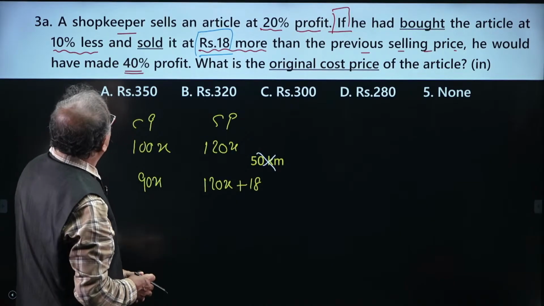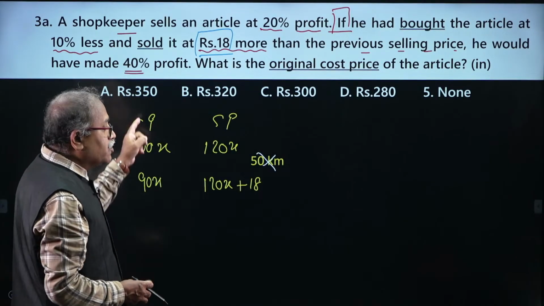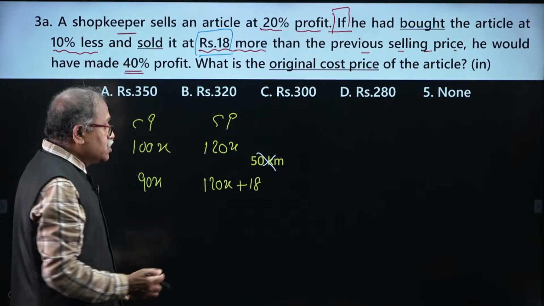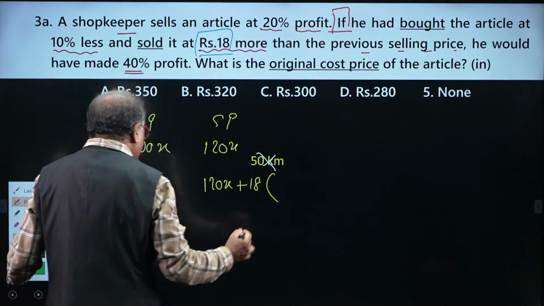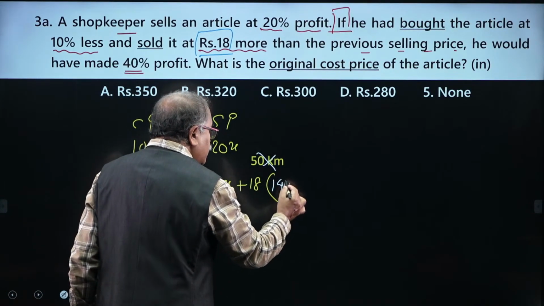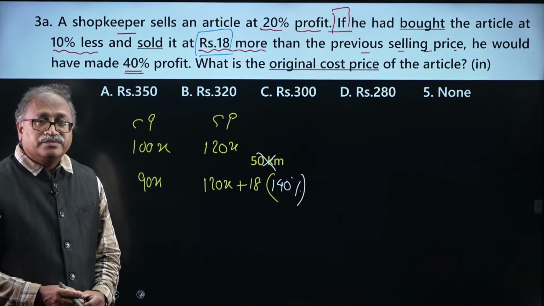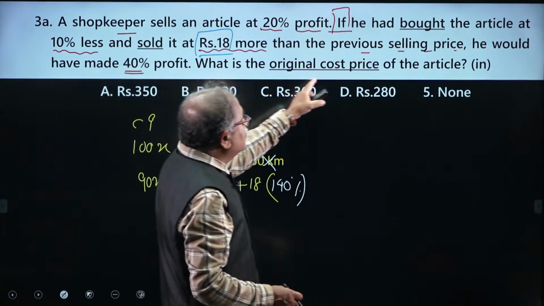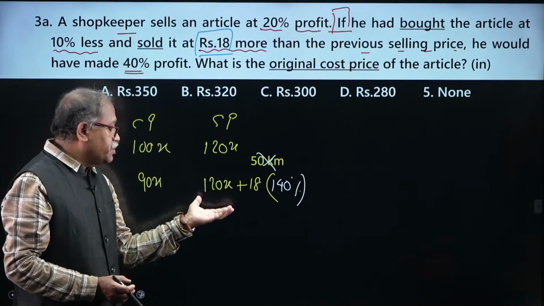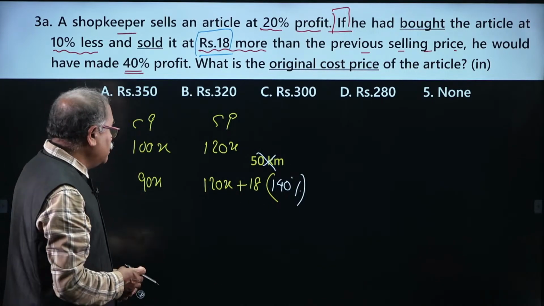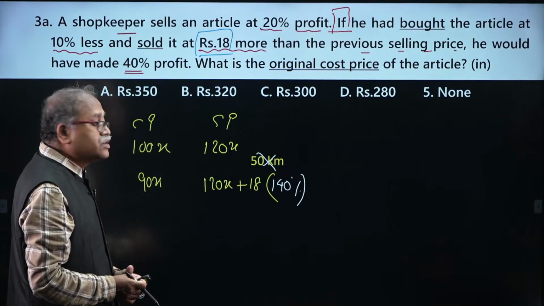In that case, there will be a profit of 40%. He is making a profit of 40%. So, what does it mean? This is 140% of selling price is 140% of cost price. So, what is the question? What is the original price of the article? So, when I know 140%, can I find out what is the value of x?